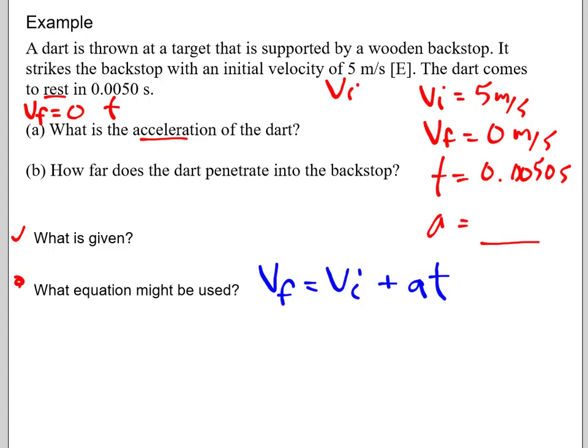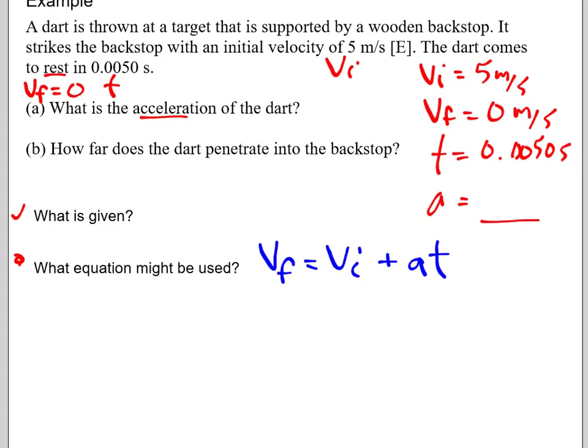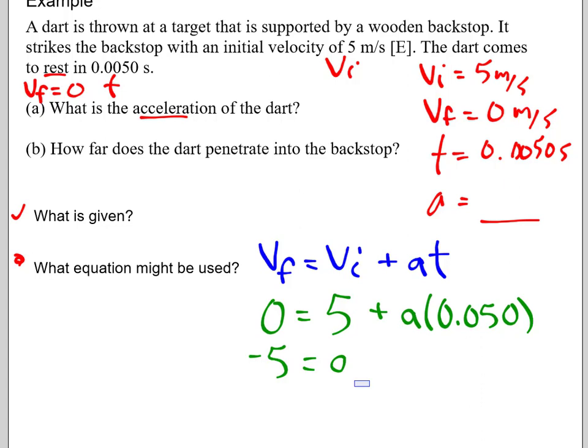And now we substitute in our information. So 0 equals 5 plus A times 0.050. Make sure I get that right. Now if we want to rearrange, we subtract 5 from both sides. There we go, negative 5 equals 0.050 times A. Divide both sides by 0.050.